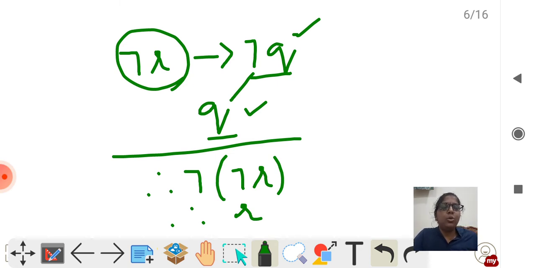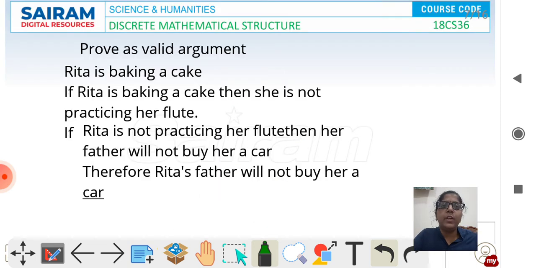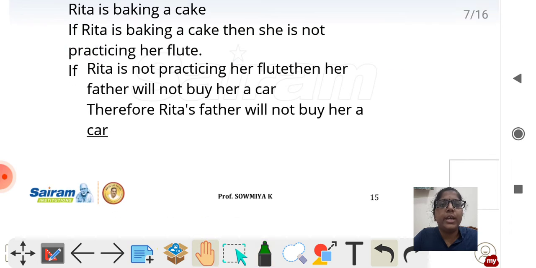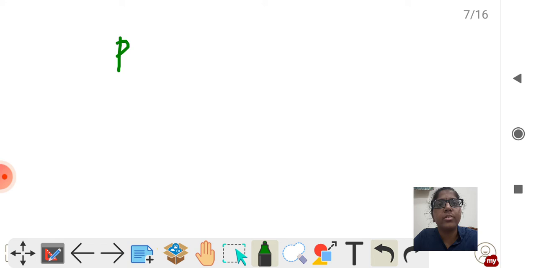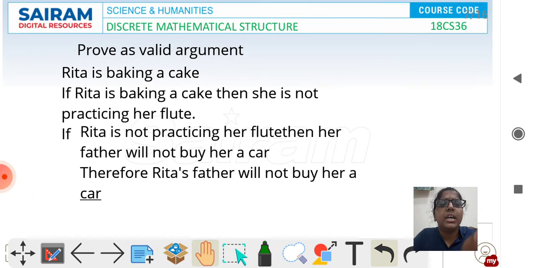So you have to understand the rule and apply it. So here one argument is given. You have to prove this argument as a valid argument. So what they have given is: Rita is baking a cake. You can consider this statement as P. Okay. So the next statement is, if Rita is baking a cake, then she is not practicing her flute. Whenever not is coming, you have to use the symbol negation. If means it is an implication statement. If a sentence starts with if, it is nothing but an implication statement. So the second sentence has if, the third sentence also has if. Both are implication statements. If you are having not, it is negation.